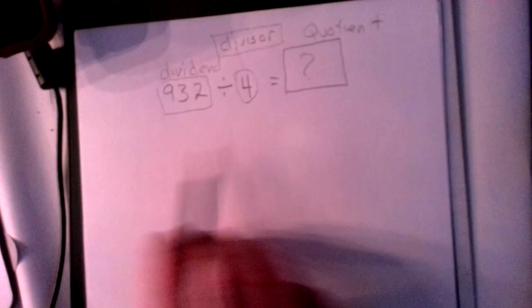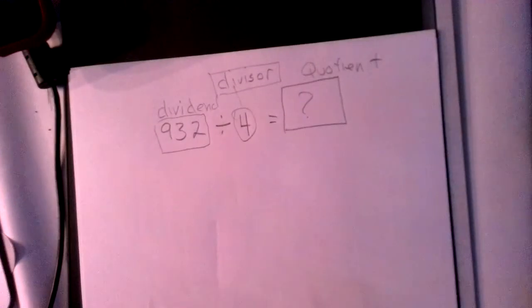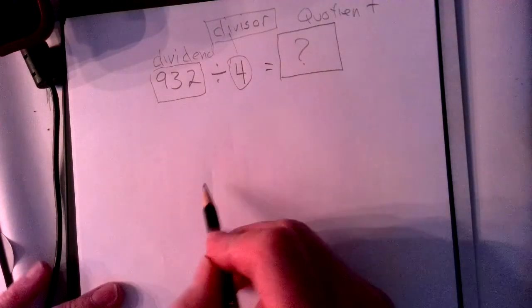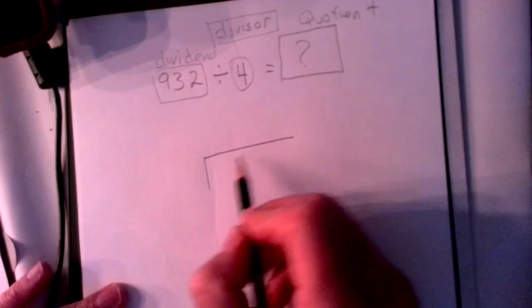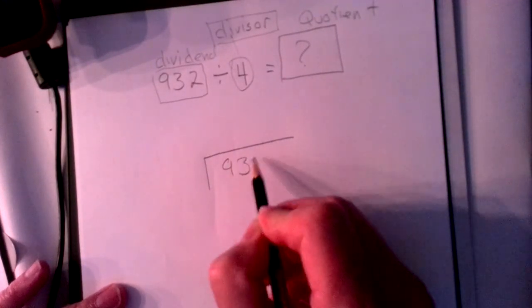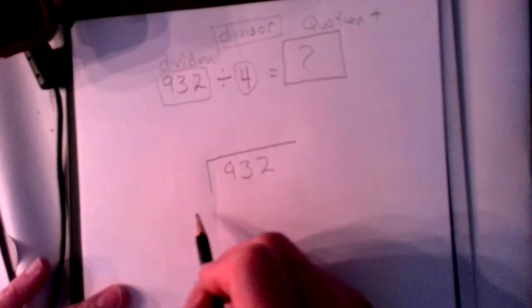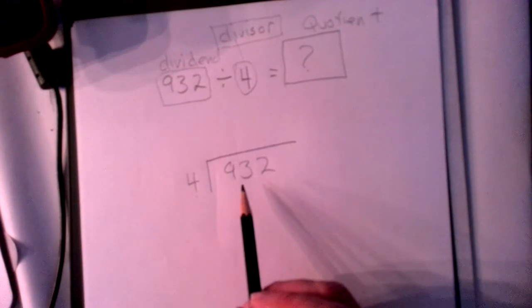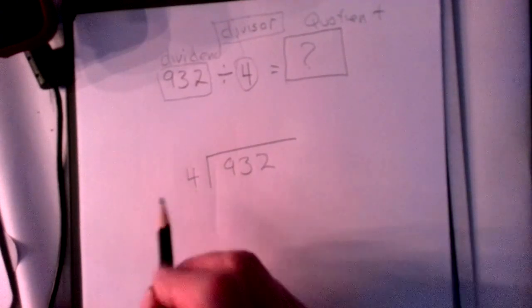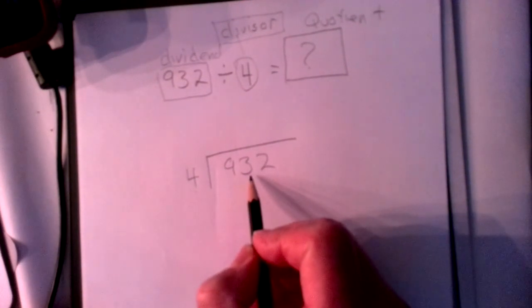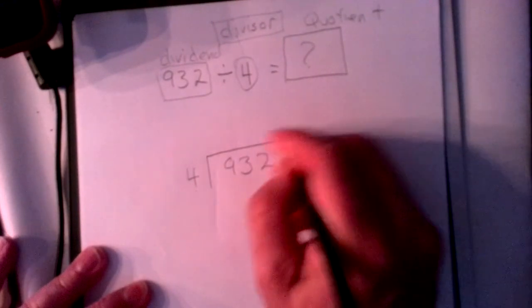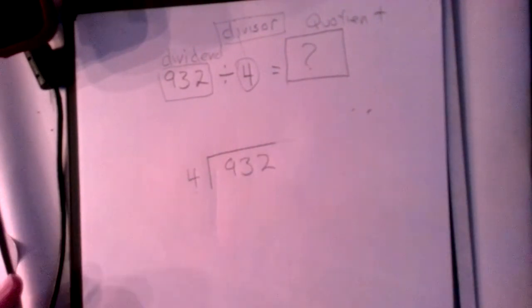So remember how we had to flip this. This is 932 divided by 4. So we have to put that in the stage this way. 932 divided by 4. How many groups of 4 are in 932? Or what times 4 equals 932? That's another way of thinking about it. We don't need this line so long. We want just this to be easy.